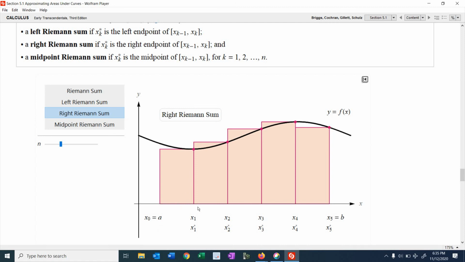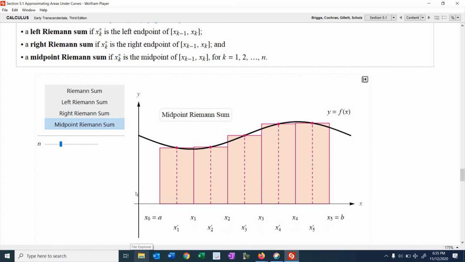Again, if you choose to use the right endpoint to determine the height of each rectangle, in this case, this first subinterval, picking the right endpoint to determine the height, it would look like that. And notice you're doing that for each rectangle. So in here, you're picking the right endpoint to determine the height, the right endpoint for the height, the right endpoint for the height there, and then the right endpoint for the height there. So if you do it that way, that's called a right Riemann sum.